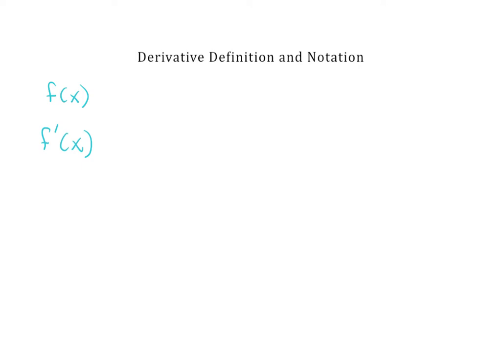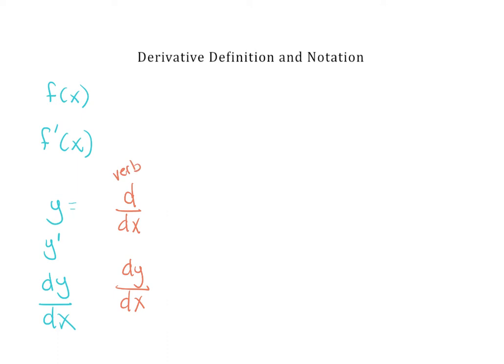Now, if we have y, so if we've got y equals, we've got this equation, the derivative could be this, but usually what we'll do is dy over dx. Now, you're going to see this year, sometimes d over dx and sometimes dy over dx. So the difference between these two notations is this is a verb, this is a noun.